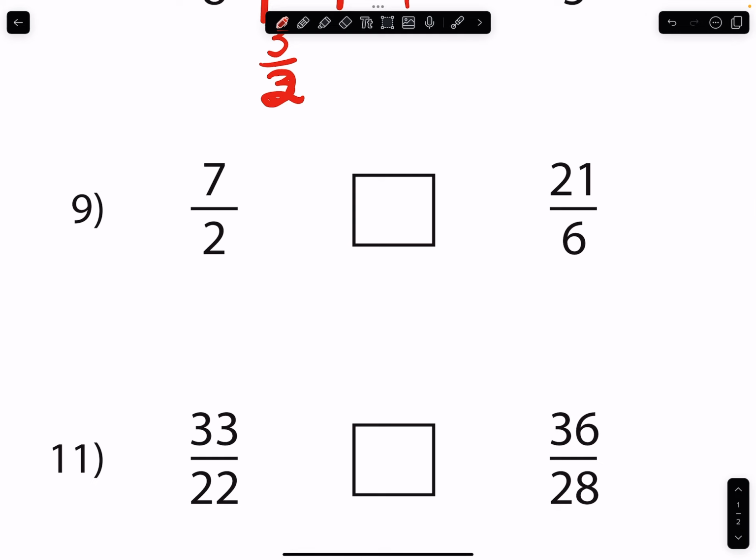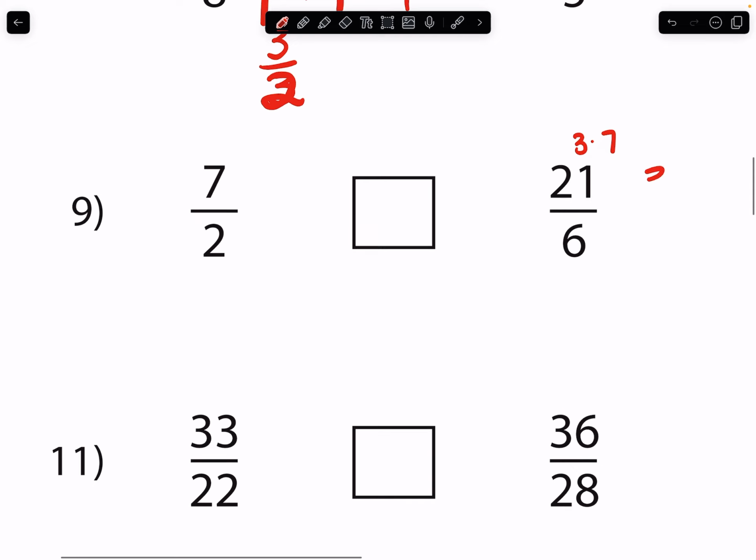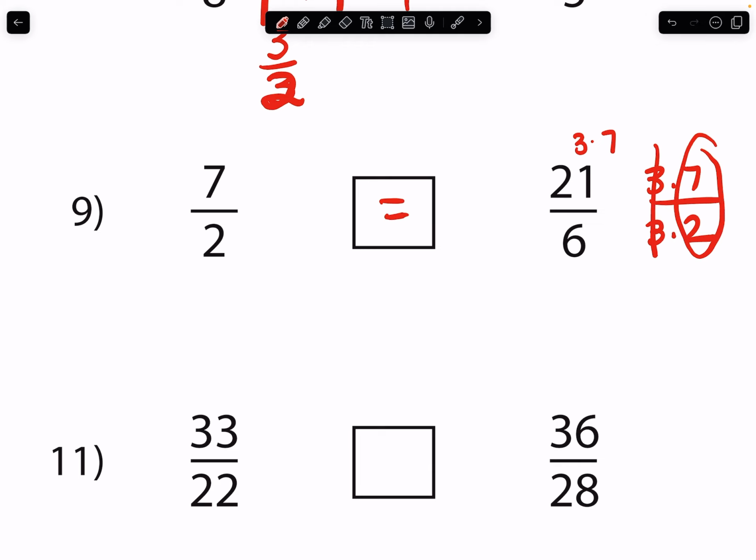All right, number 9. 7 over 2, those are both prime numbers. I cannot do anything with it. But this side, 21, 3, 7, let's see if there's a 6 in either one of those going down the multiplication chart. There is a 3, so this would be 3 times 7. This would be 3 times 2. So this one would also be 7 halves, which means it's equal.